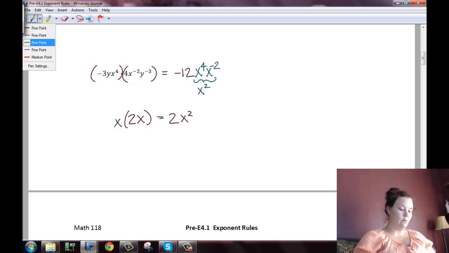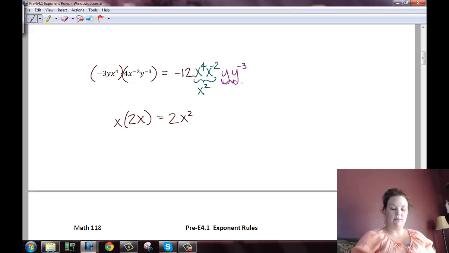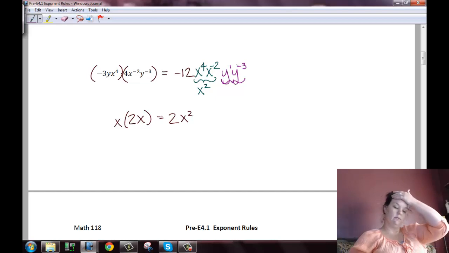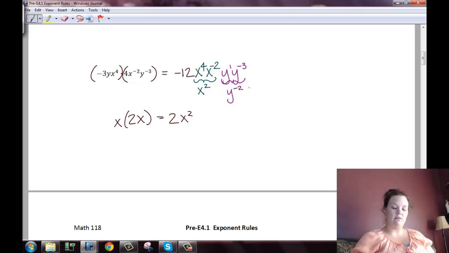Now I do the same thing with the y's. So I have a y to the first power and a y to the -3. When I combine those, notice when you just have a y, it's an implied 1 on your exponent. So 1 and -3 combine to give us y to the -2. So I'm going to go ahead and just write out what we have so far. So I have -12 x squared y to the -2.